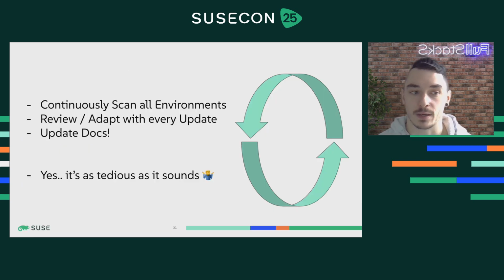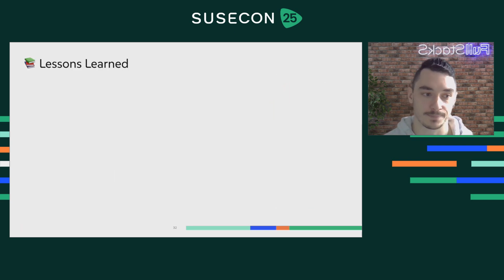Now, here comes the sad part. When it comes to day 2, you need to continually scan your environments, which can be automated, but then you actually need to review and adapt your policies, probably with every update, depending on the changes. Update the documentation for each version to have a very transparent history. And yes, it's definitely as tedious as it sounds, but it's the best we have at this point to come up with a very transparent and still usable compliance statement that is also valid for an external auditor.